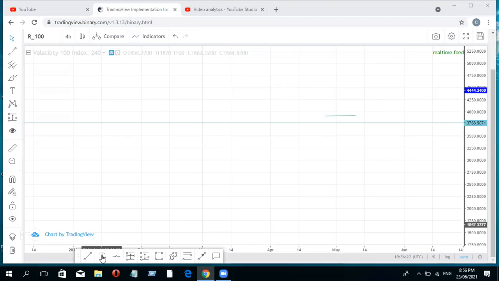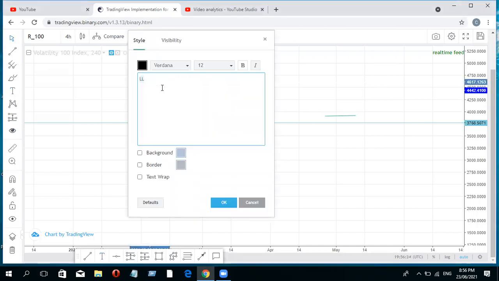Okay, guys. I said in the previous video that we'll be talking about break in market structure. So the aim is, number one, to figure out the directional bias of the market.